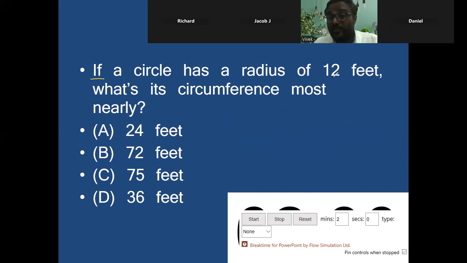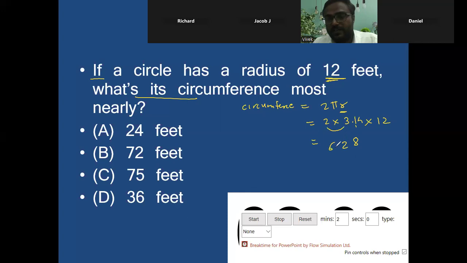If a circle has a radius of 12 feet, what's its circumference most nearly? Now, if you want to find the circumference, the formula for it is going to be equal to 2 pi r. So 2 pi is nothing but 6.28, and r, which is radius, is 12. So let's do it this way. 2 times 4 is 8. 2 times 1 is 2. 2 times 3 is 6. Keeping the decimal point as it is.